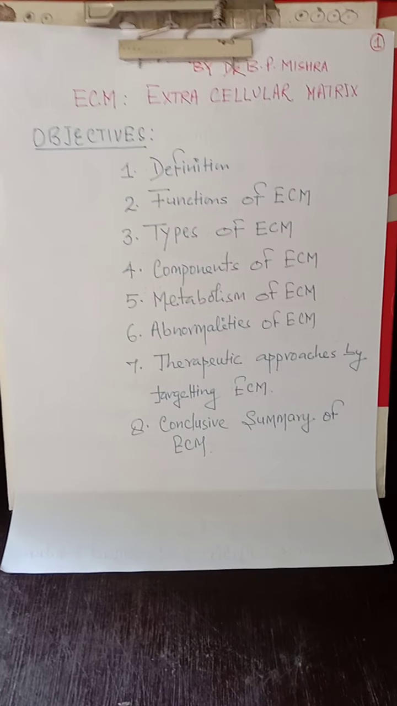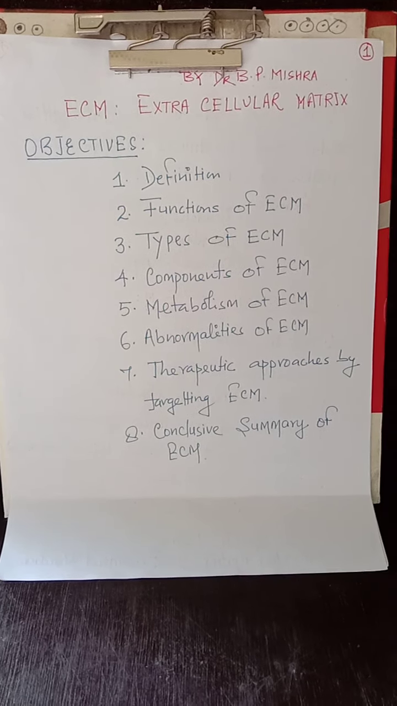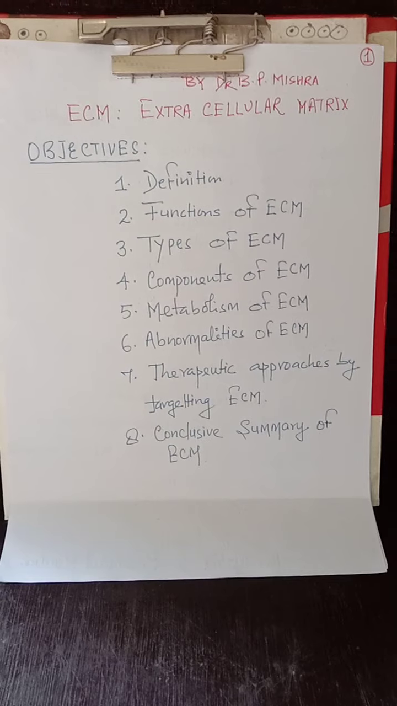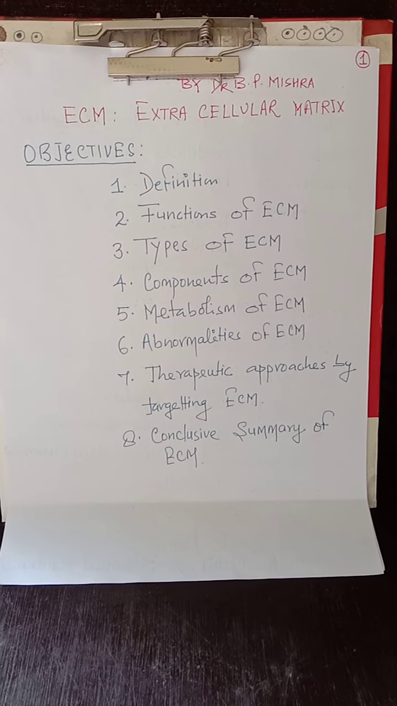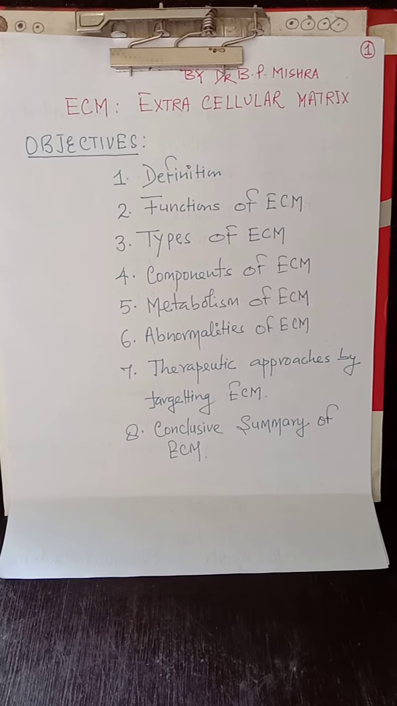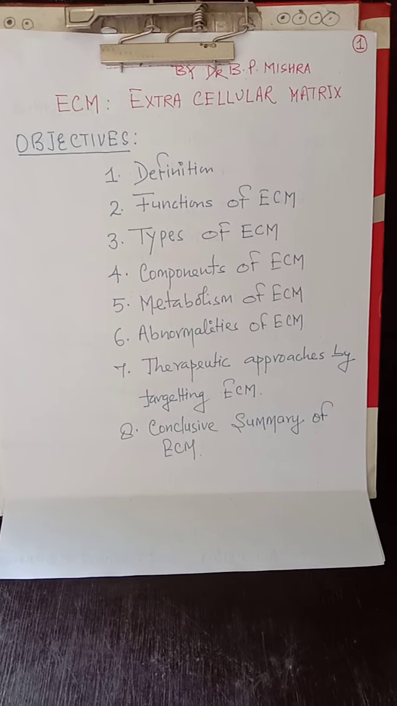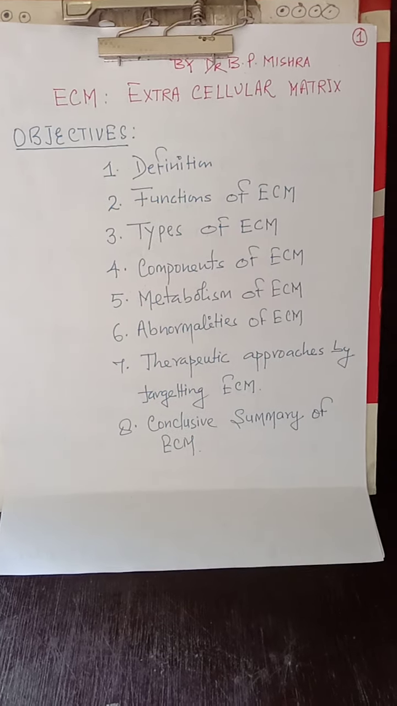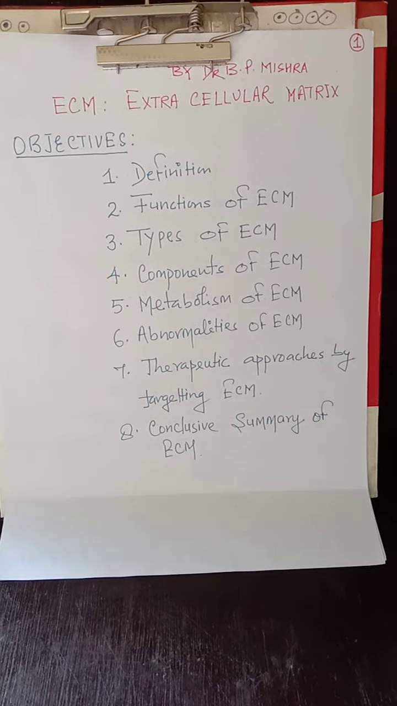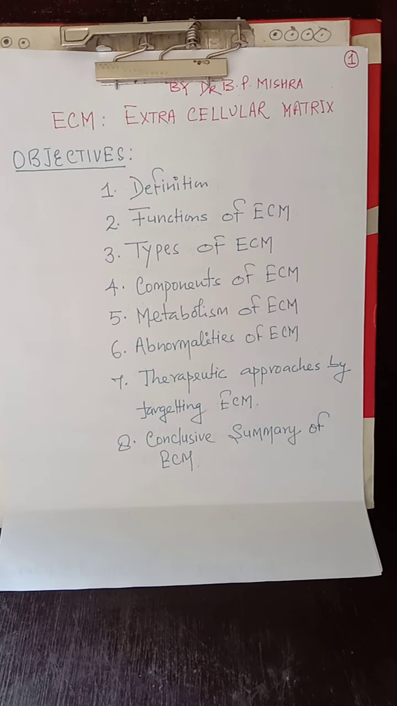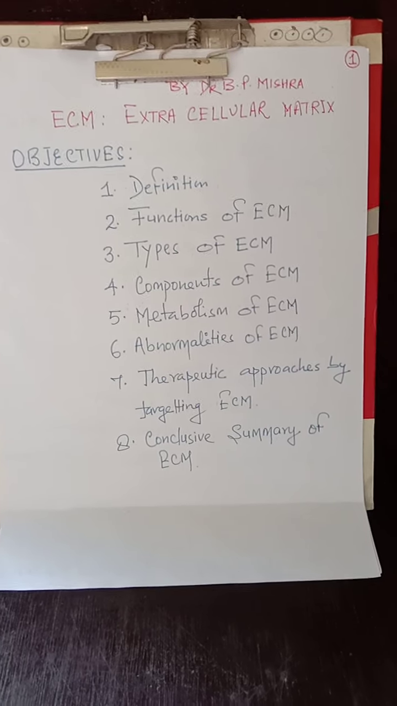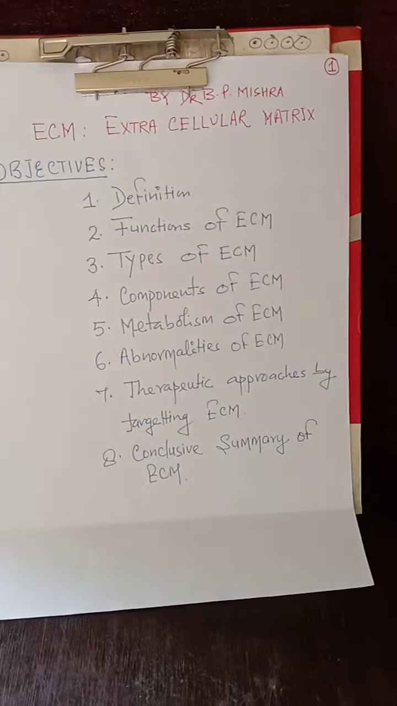The term is cellular. One matrix is present within the cell, that is the intracellular matrix. And one is extracellular matrix. In this particular type of matrix, it is present in spaces between two cells. So that's why the term extracellular matrix is given here.